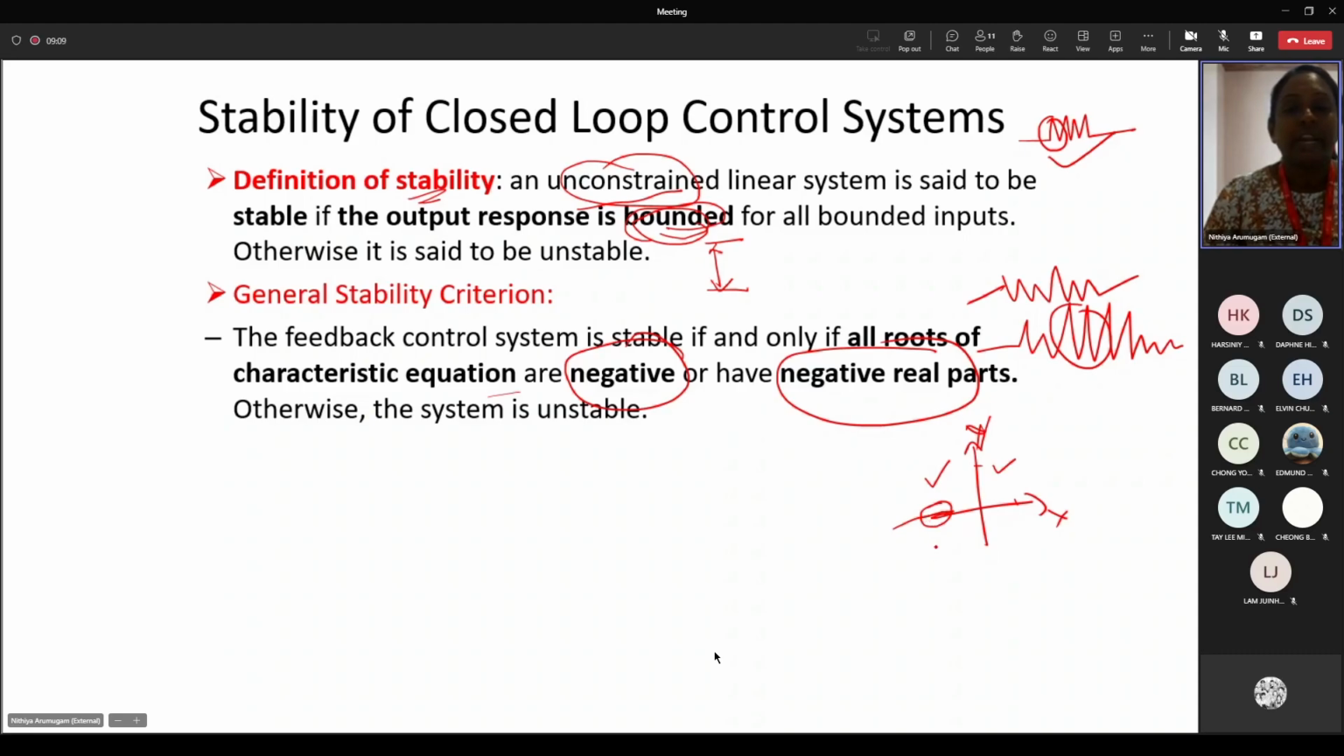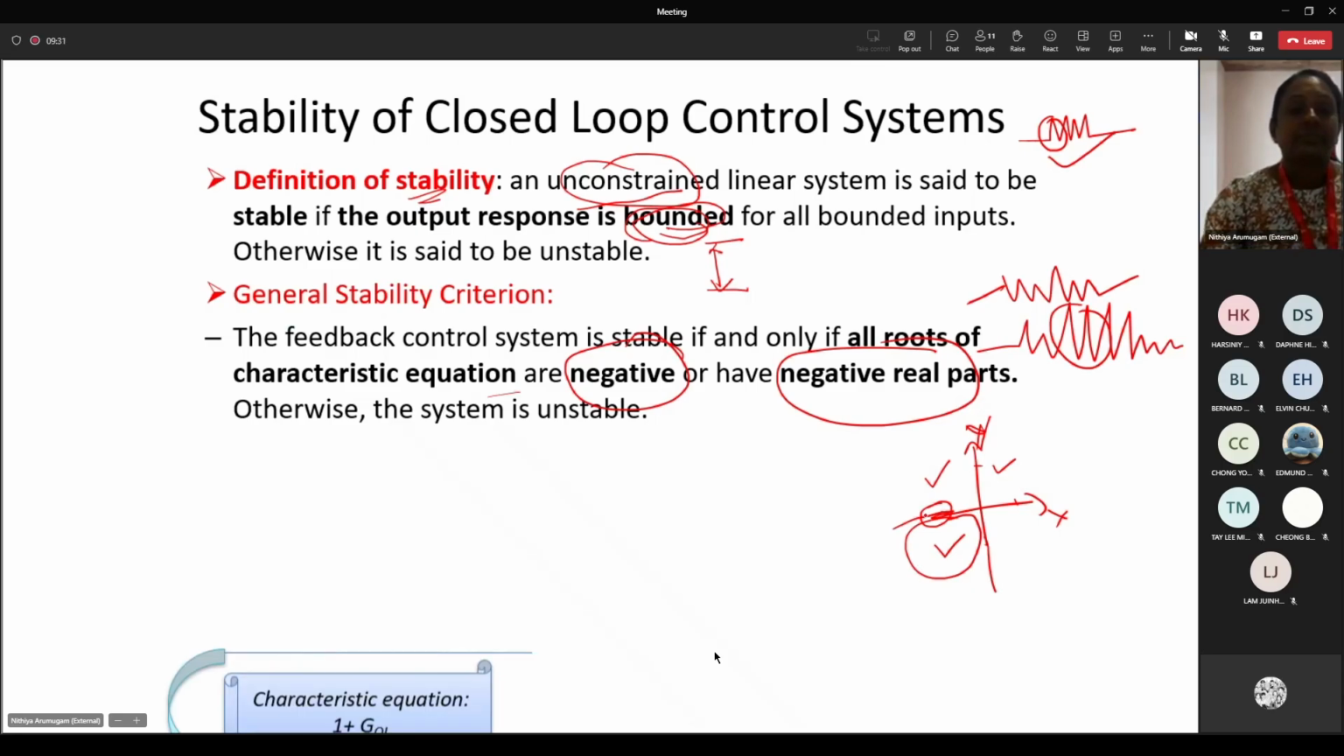stable system. All right. And if this portion, we also have a two condition mentioned here is satisfied, in which all the roots of the characteristic equation are negative or have negative real parts. So this portion we call it unstable.